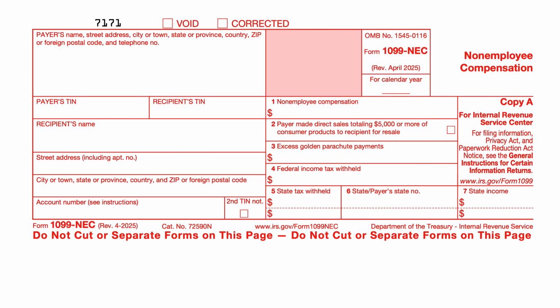Requirements checklist. Before filing, you will need payer details: your name or business name, EIN or SSN, and address. Recipient details: their name, tax ID, and address, usually from a W-9 form. Federal details: the total non-employee compensation and any federal tax withheld. State details: the payer's state number and any state tax withheld.